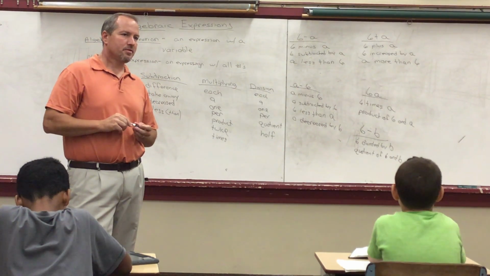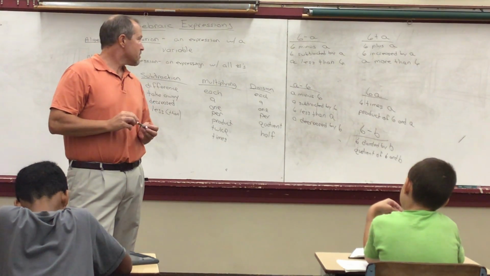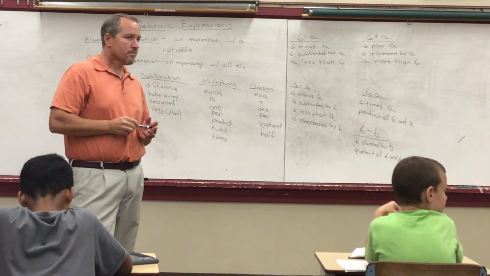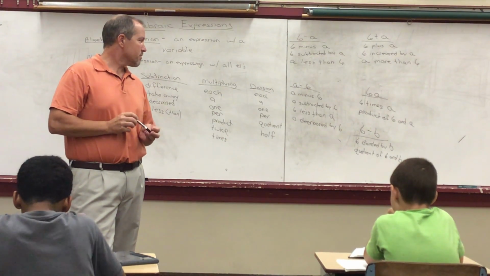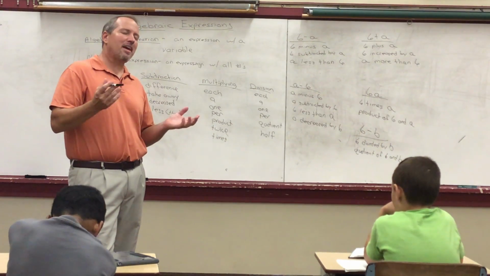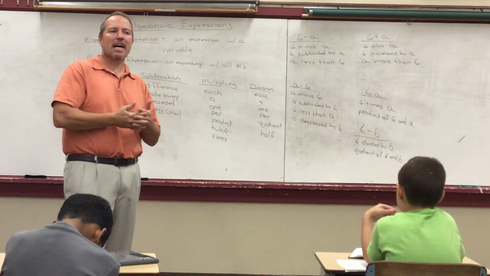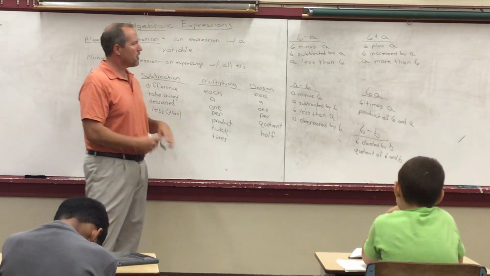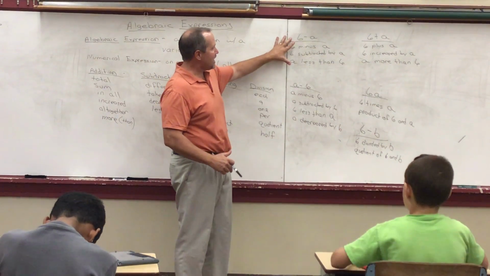Wait. I think this is what I was going to say. B, half of 6. No, because that would mean dividing by 2. Half means dividing by 2. Okay? So these are all different ways to write this problem, and so on.